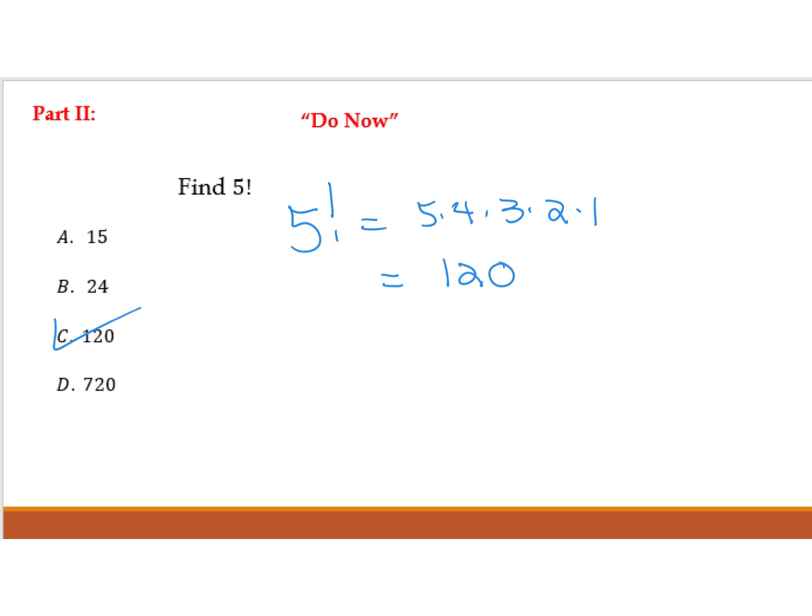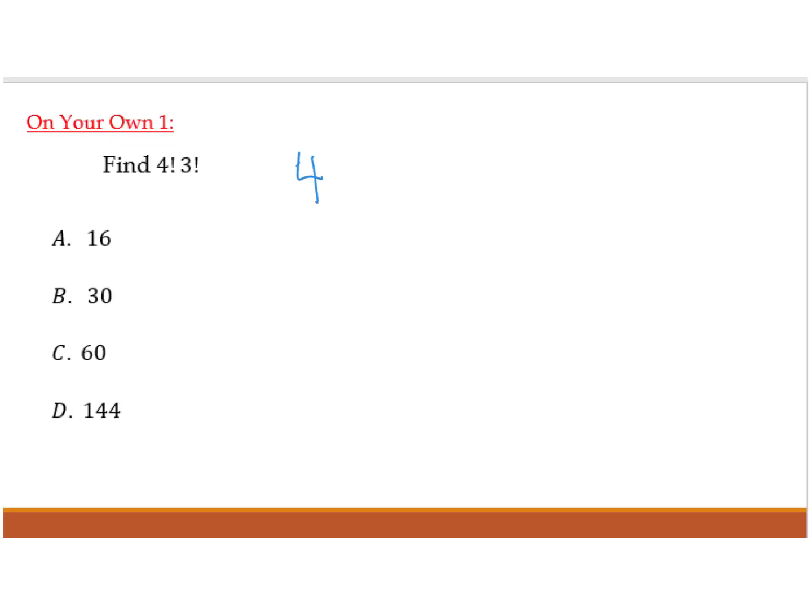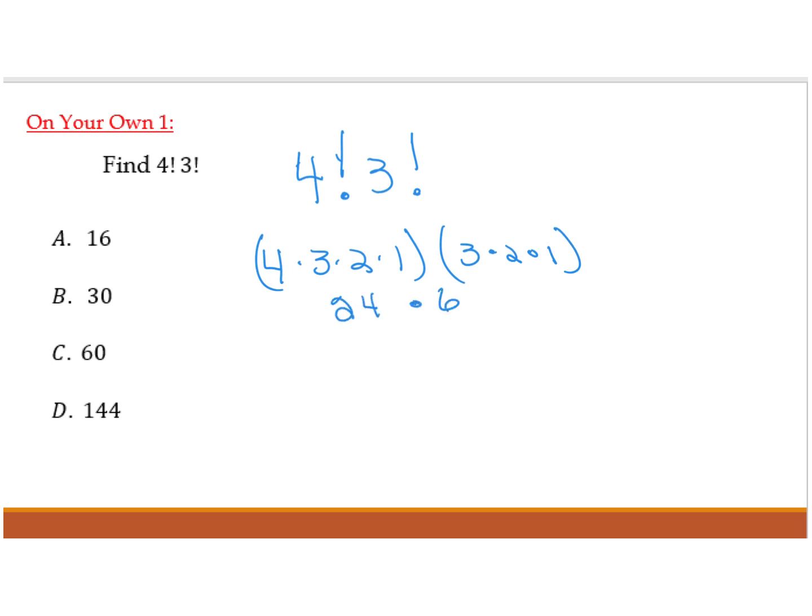All right, we are going to find 5 factorial. That's 5 times 4 times 3 times 2 times 1 multiplied together is equal to 120. All right, in this example, we are finding 4 factorial times 3 factorial, which means that I'm going to have 4 times 3 times 2 times 1 times 3 factorial, which is 3 times 2 times 1. Multiply, I get 24 times 6, and that is 144.